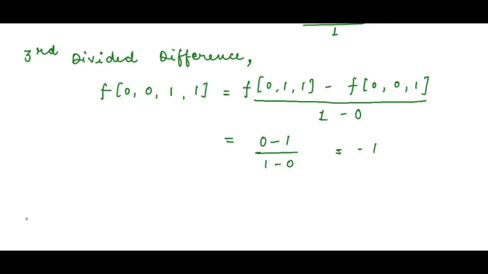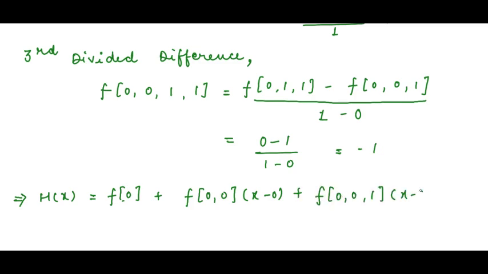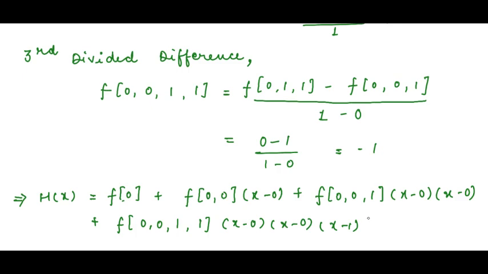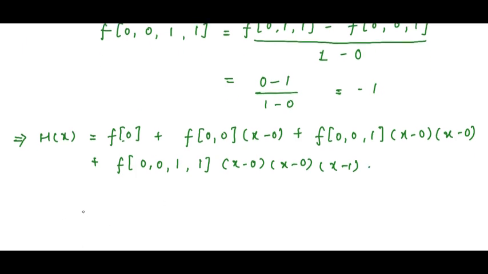So we get this H(x) value as function at 0 plus function at 0, 0 multiplied by (x minus 0), plus function at 0, 0, 1 multiplied by (x minus 0) into (x minus 0), plus function at 0, 0, 1, 1 multiplied by (x minus 0) into (x minus 1). Now substituting the divided differences, we get this 1 plus 2x square minus x cube after the simplifications.